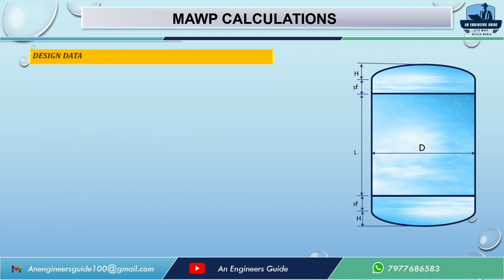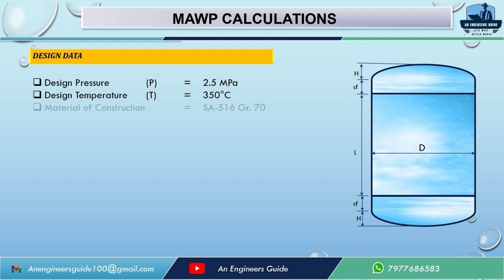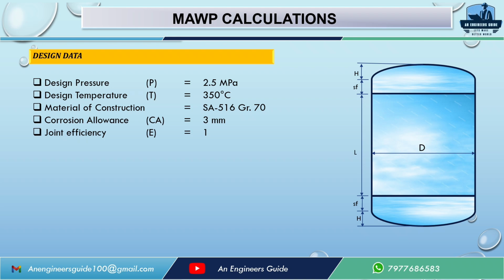Now let's simplify the concept through an example, which often makes understanding easier. First, take a note of the design data required for MAWP calculations. So here we are considering the design pressure as 2.5 MPa, design temperature as 350 degrees Celsius, material of construction as SA516 Grade 70, corrosion allowance of 3 mm, joint efficiency of 1, and allowable stress is 128 MPa, which is nothing but the allowable stress of SA516 Grade 70 at 350 degrees Celsius.